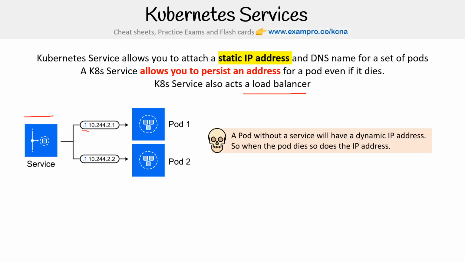A pod without a service will have a dynamic IP address. So when the pod dies, so does the IP address. So that is the reason we want a service, so that doesn't happen. Kubernetes services have the following service types.